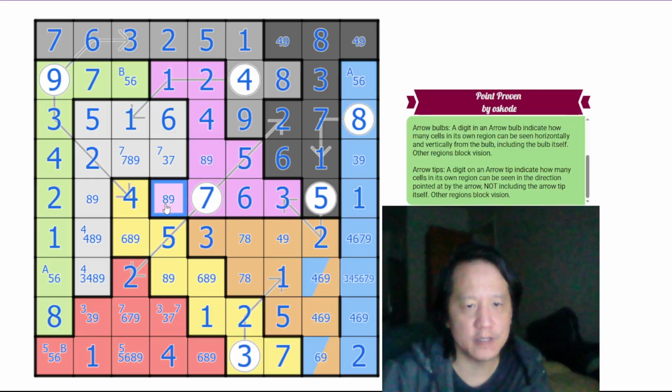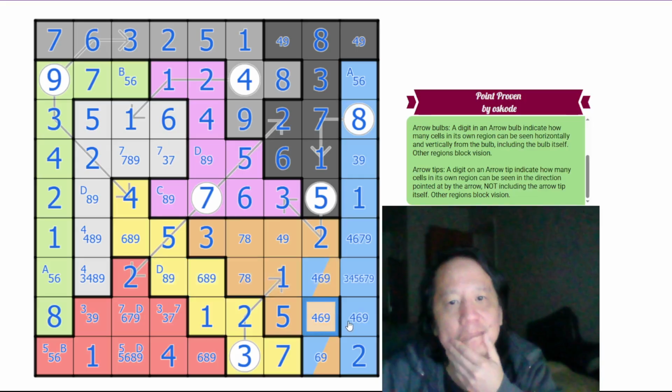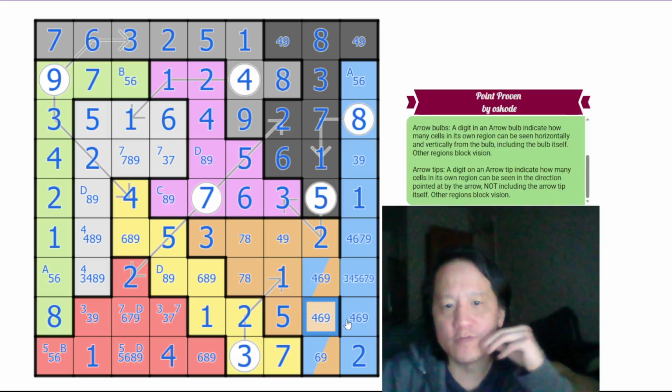How about 8 and 9? C, D. This is D also. This is D also. D cannot be here or here. Or here. So then D has to be one of these two. So one of these is D. Not too helpful.